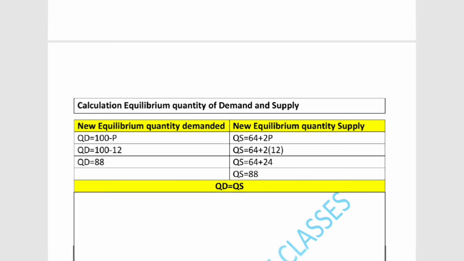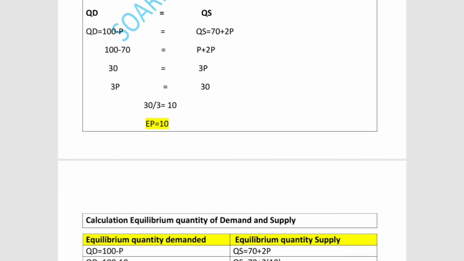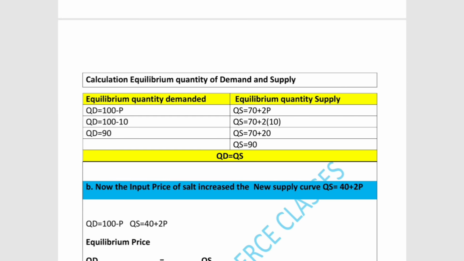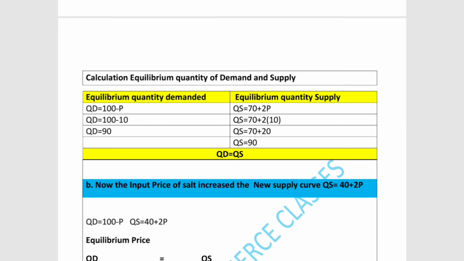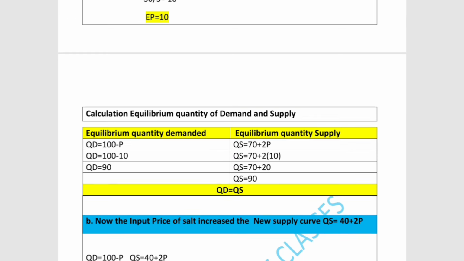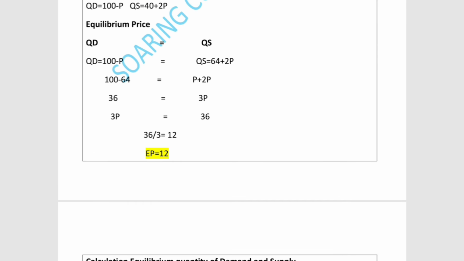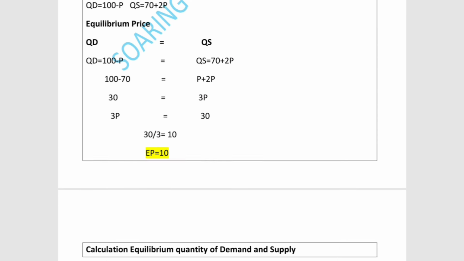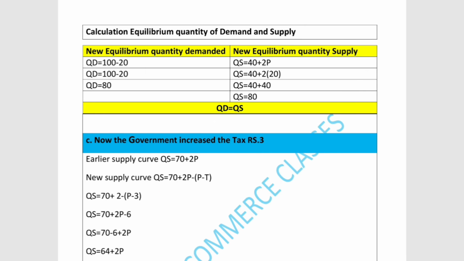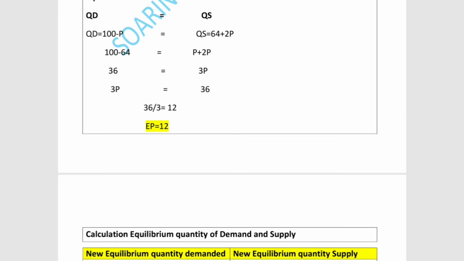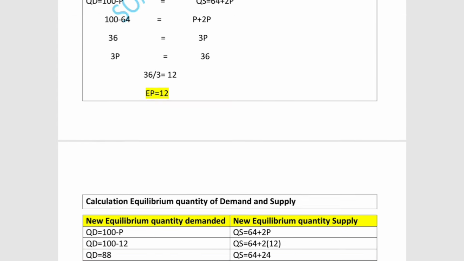So we have observed that in the three cases we got different equilibrium prices and different equilibrium quantities. In the first case the equilibrium price is 10. In the second we get the equilibrium price 20. In the third scenario we get the equilibrium price 12. In the first case, the equilibrium quantity demanded and supplied is 90. In the second case, it is 80. In the third case, it is 88. Like this you need to solve this problem.